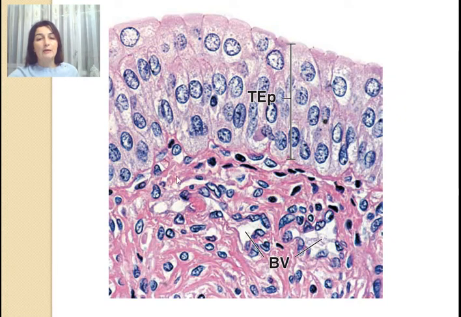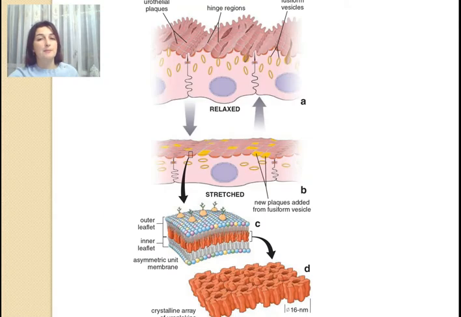Under the epithelium, we have the lamina propria, which is a connective tissue with blood vessels and nerve endings, and under that is the tunica mucosa. Under the mucosa, we will have the muscularis, which in the ureter includes inner longitudinal and outer circular layers. But in the urinary bladder, we will see 3 layers: inner and outer longitudinal and a middle circular layer.